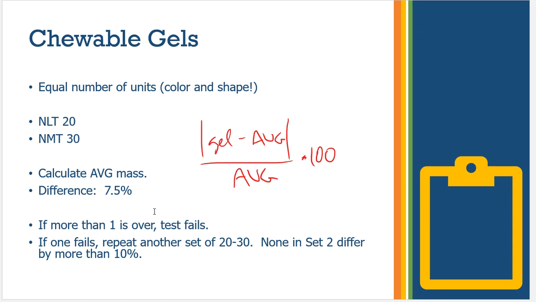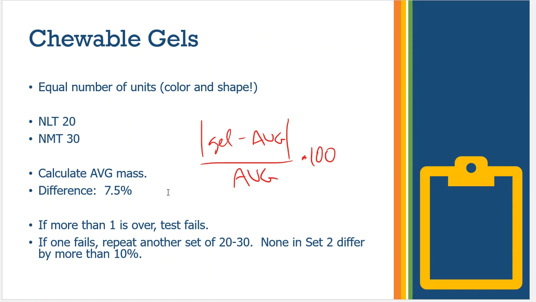You want to make sure that that difference is not greater than 7.5%. If more than one of those fail, the test fails. And there really is no more to do other than trying to do some more of them. So if more than one is over that 7.5%, you're going to fail that first round. And if one fails, then you're going to have to repeat it, doing another 20 to 30. And what you hope in the end is that none of them in set 2 differ by more than 10%.